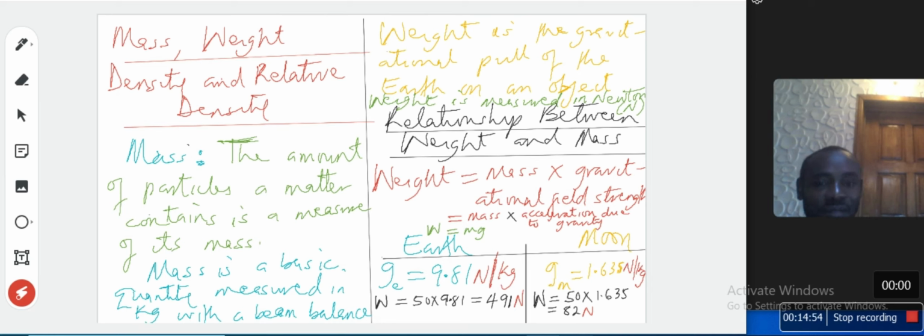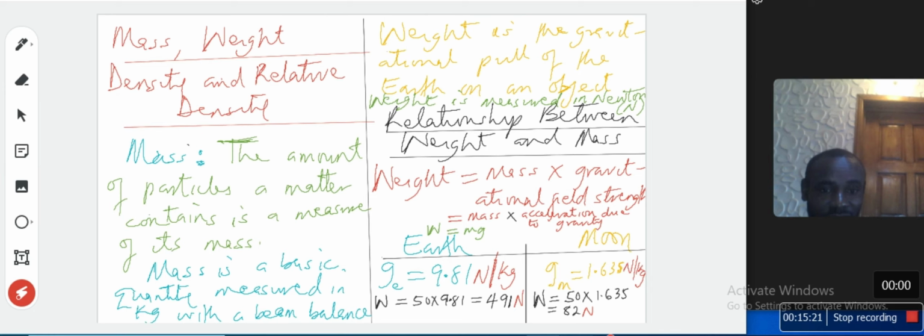Did you notice that mass stays the same irrespective of where you are? If you are on the moon, you still have the same mass. What for you has a mass of 50 kilograms is the same mass you have on the moon, isn't it? But is your weight always the same everywhere? It varies. So mass stays the same no matter where you are, but weight changes.